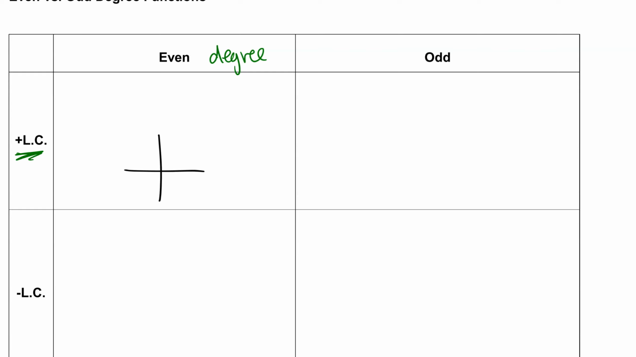You just roughly have to sketch this, right? This is what it looks like. If you have an even degree, so that's an even exponent, an example is maybe y equals 3x squared. Both ends go up. So if it's a negative, then it goes down.